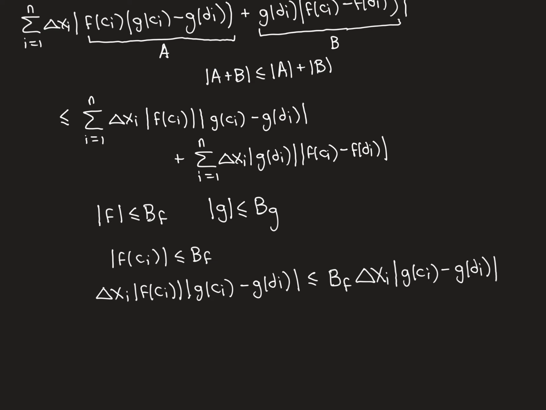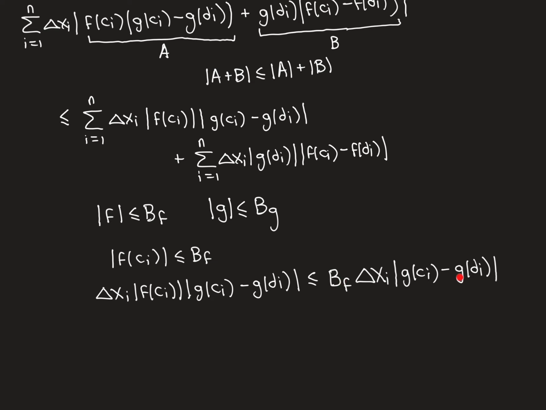And those values that we're multiplying are positive values. This is a positive value and this is a positive value, so it's not going to change the sign of the inequality. So this side, when multiplied by that, becomes the term that we have here. This side becomes bf times delta xi times mod of g at ci minus g at di.